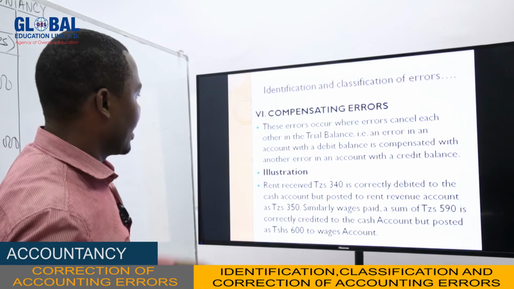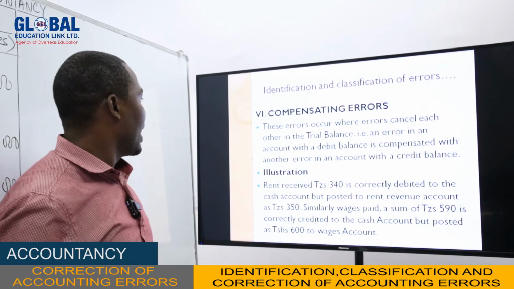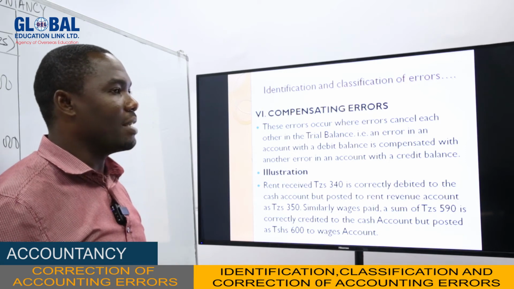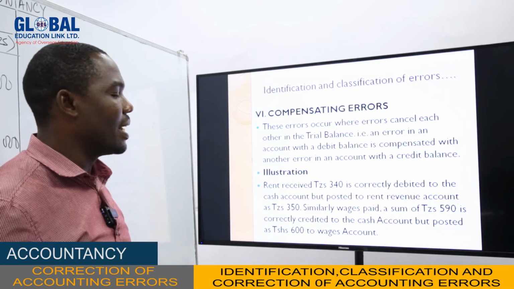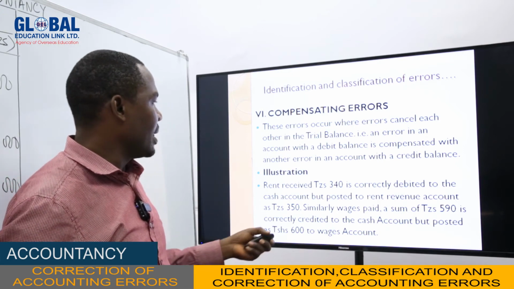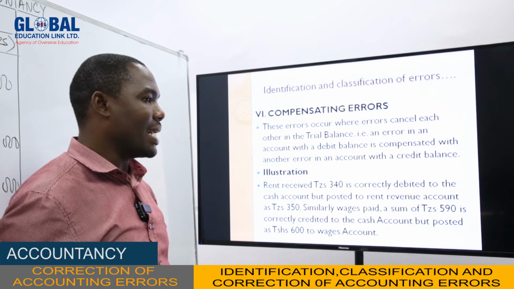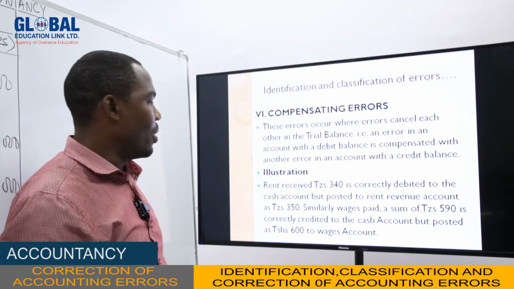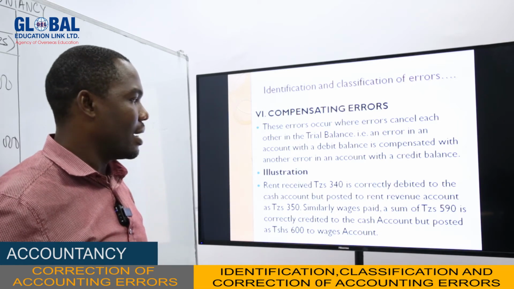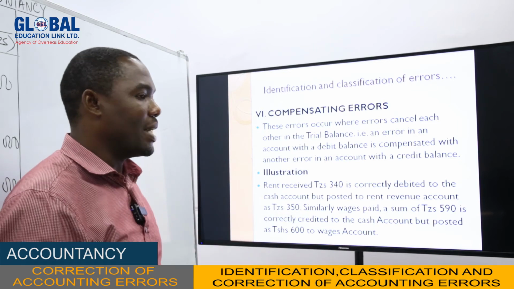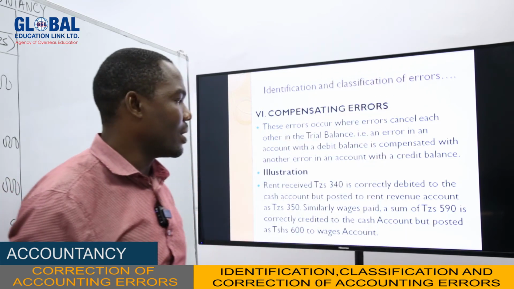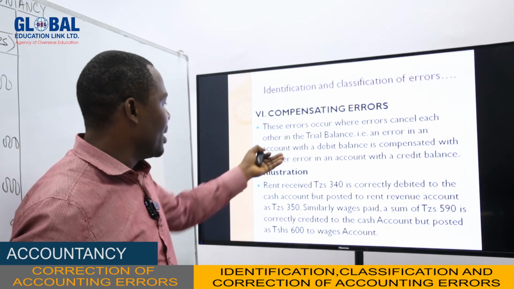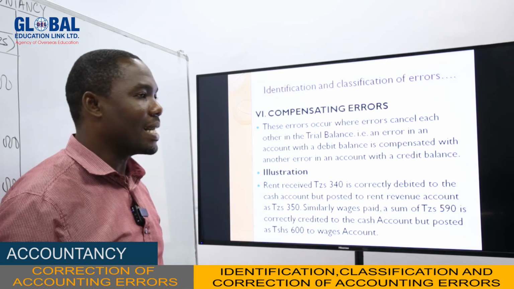So as we have seen, these six errors do not affect the agreement of the trial balance. So they are not detected through the trial balance. When they happen, your trial balance will balance. So you need to trace them back either from source documents, or through audit work, or maybe through customer complaints. They complain that you have charged more in the accounts. But this will not be revealed by your trial balance agreement.